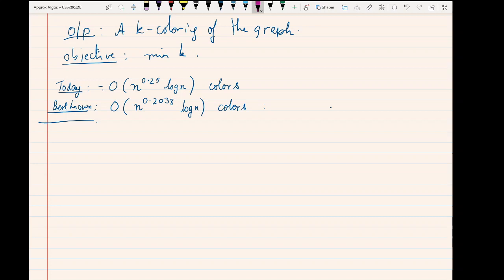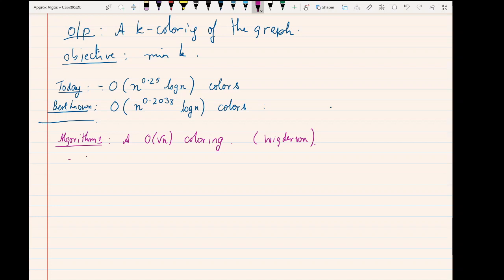So let's start by giving a square root n coloring of the graph. Now this is due to Wigderson. It's sometimes called Wigderson's trick. The idea is the following. Let us look at our graph. Now we know that we can find a good coloring of the graph if its maximum degree is low.